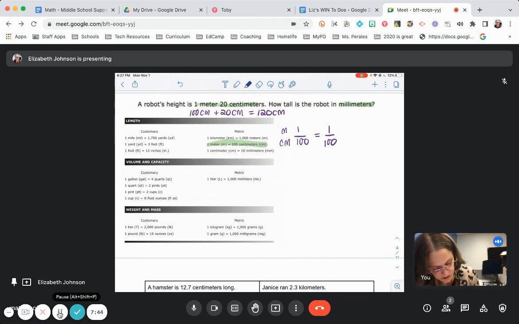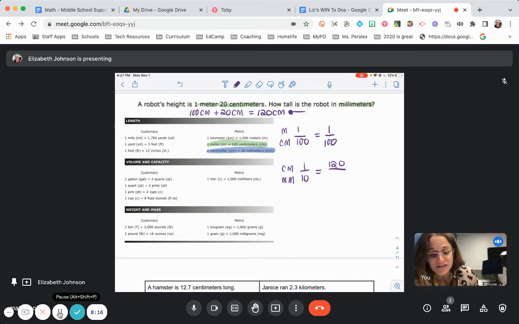The next piece of information I need will take me from centimeters to millimeters. And here's that. 1 centimeter is equal to 10 millimeters. So now centimeters to millimeters. 1 centimeter is 10 millimeters. Ooh, hang on, let me rewrite that. 1 centimeter is equal to 10 millimeters. Now remember, I have 120 centimeters. We just found that out. I want to know how many millimeters that would be equal to.